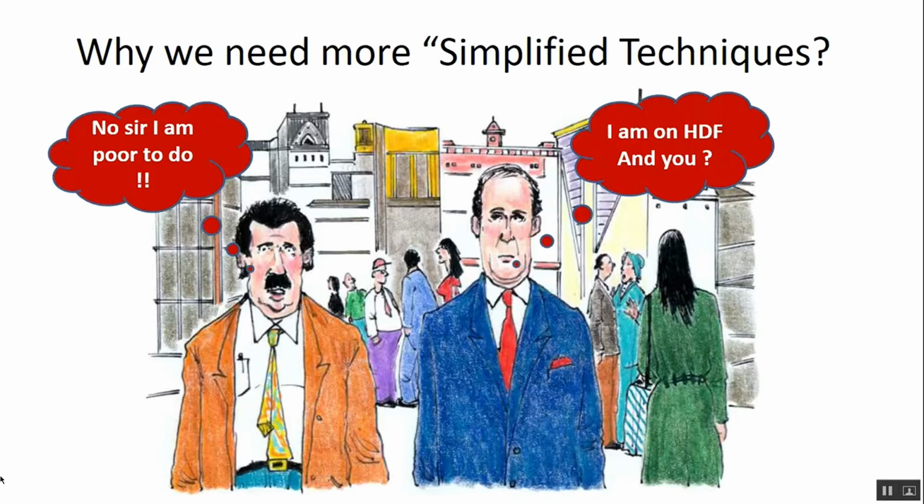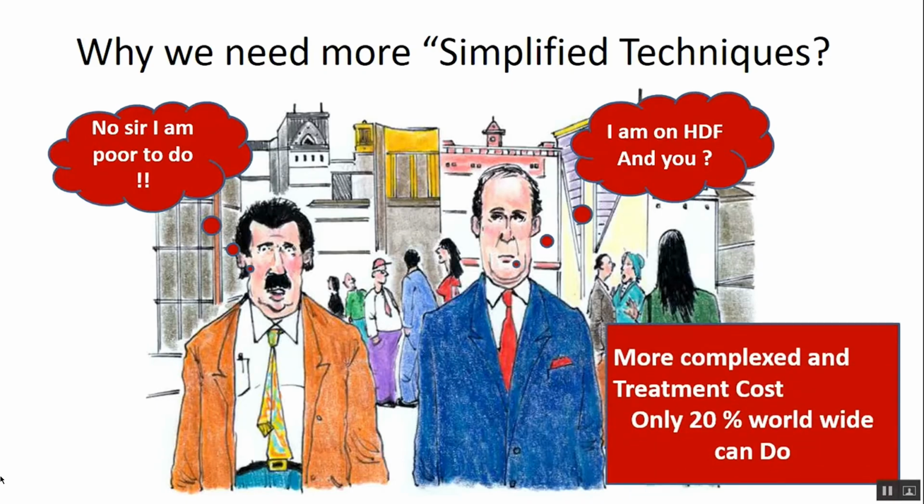وبالتالي محتاجين حاجة ما بين الاثنين، ما بين ال HDF وال regular hemodialysis، بحيث ان احنا can approach ال uremic toxin removal equivalent للهيمودايفلتريشن. وبالتالي ال HDF is more complex and costly, only 20% worldwide can do it.